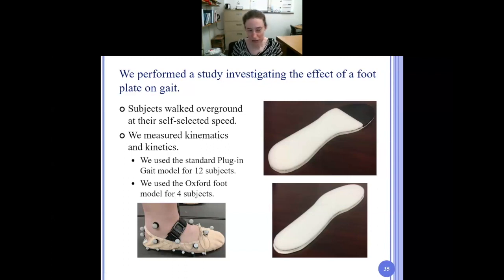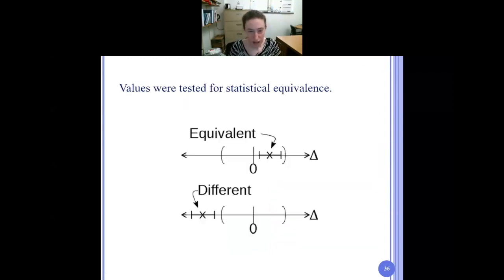And again, we measured kinematics and kinetics. Then what we wanted to do was see whether these kinematic and kinetic variables were different or the same depending on the foot plate condition. In order to test this, we used a statistical method called two one-sided t-tests. The basic idea is that you can test for both statistical equivalence and statistical difference.